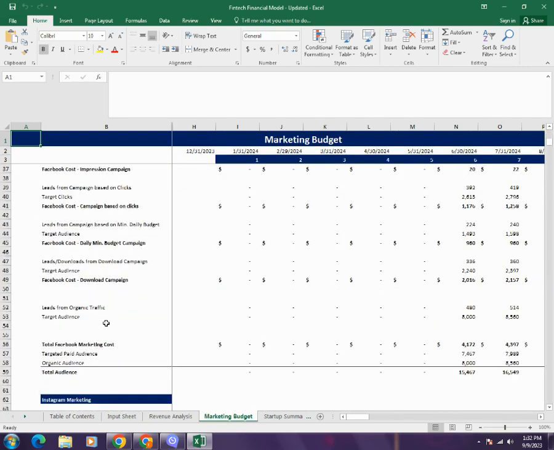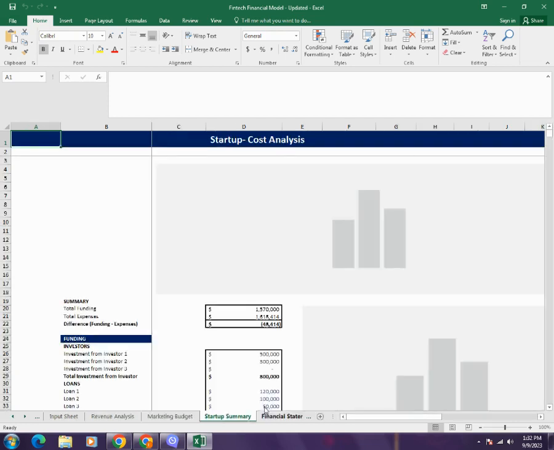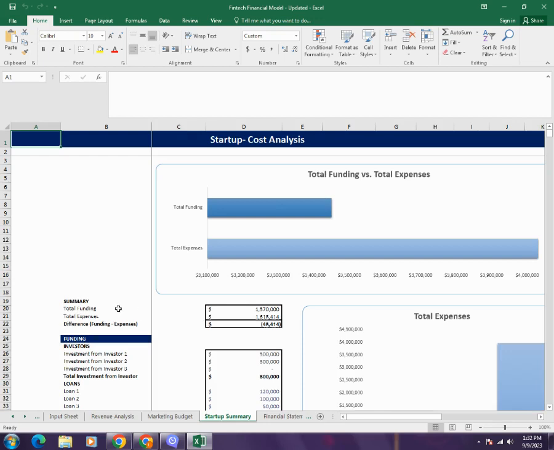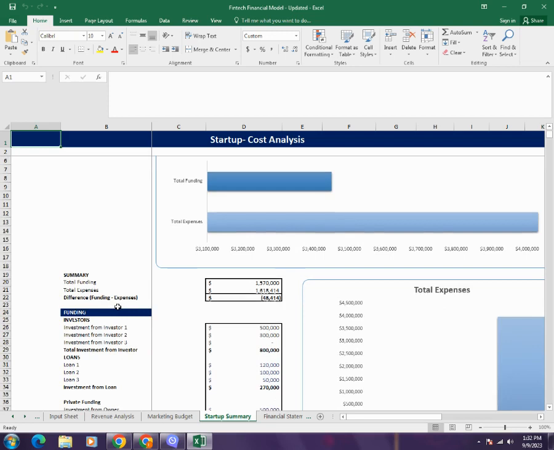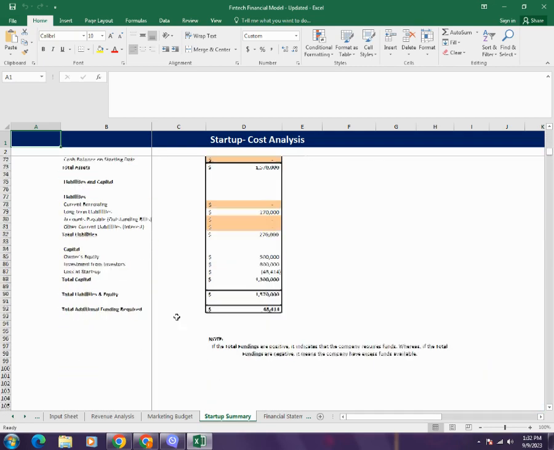Then comes the marketing budget. The marketing budget gives you the total digital marketing cost of the company in the next 60 months. Then comes the startup cost analysis or startup summary. This tells you about highlights on the first month and first year of the company, and tells you about the total funding, total expenses, the total assets, liabilities, and capital of the company in the first year, as well as the total additional funding that would be required by the company in the first year.